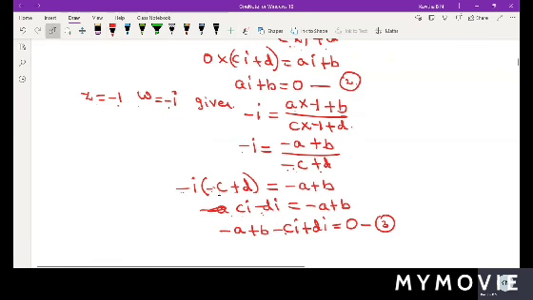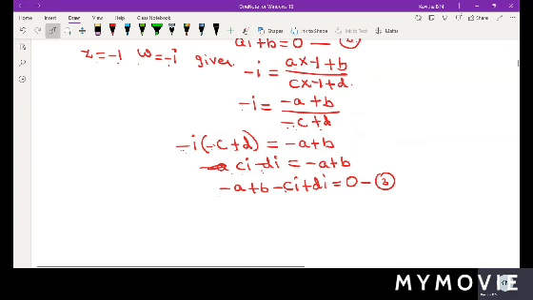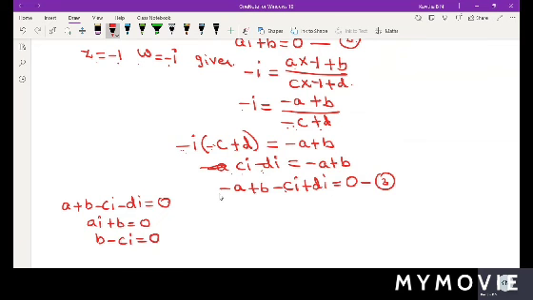Okay, then write down equation 3 here. The 3 equations write down here. a plus b minus ci minus di is equal to 0. Then ai plus b is equal to 0. Then b minus ci is equal to 0.